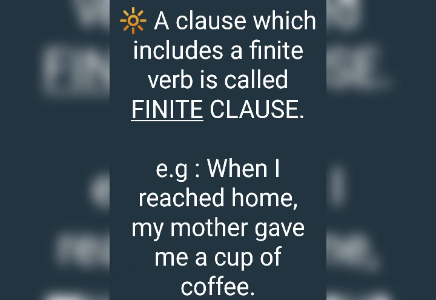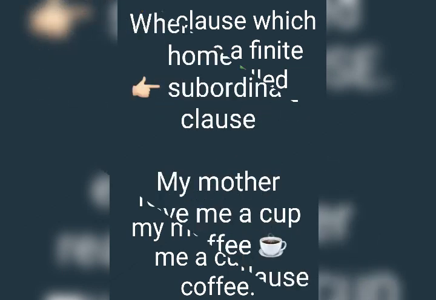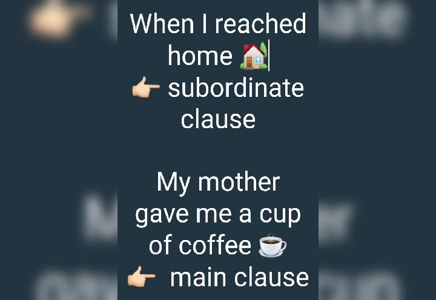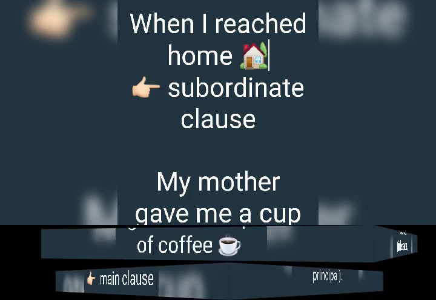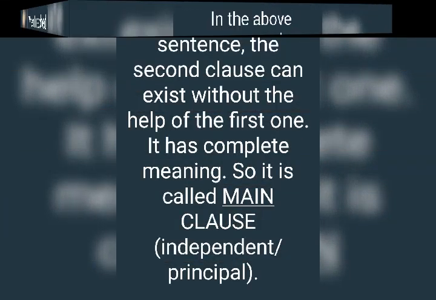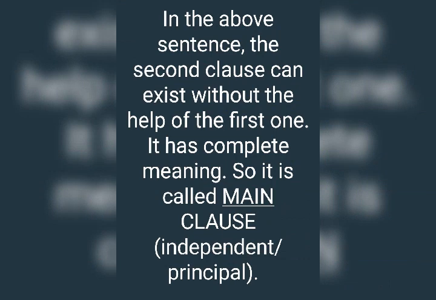See here, on reaching home, my mother gave me a cup of coffee. The above sentence gives the same idea that the previous sentence gives. But there is a difference here. The first sentence has two finite clauses. The second sentence has one main clause and one non-finite clause, a clause without a finite verb.